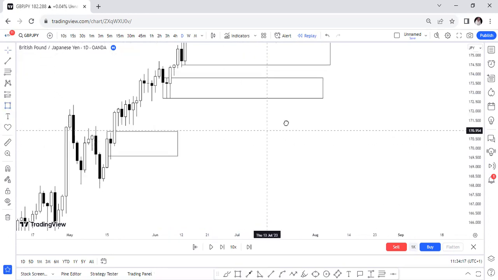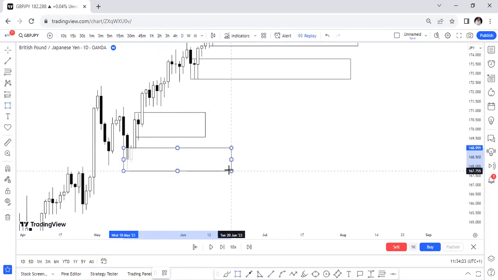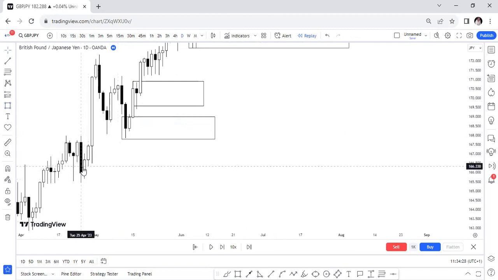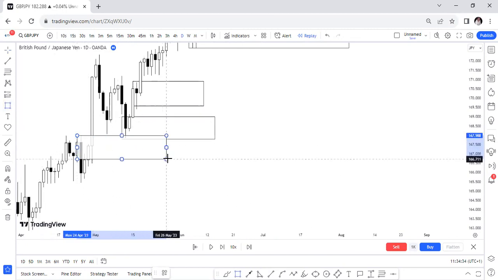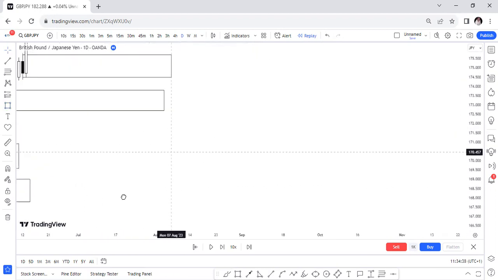You can see the way I'm marking out my engulfing zone. This is an engulfing zone. This is the daily chart. Engulfing zone. But here we have another type of engulfing that we call a failed engulfing. Maybe we talk about that.